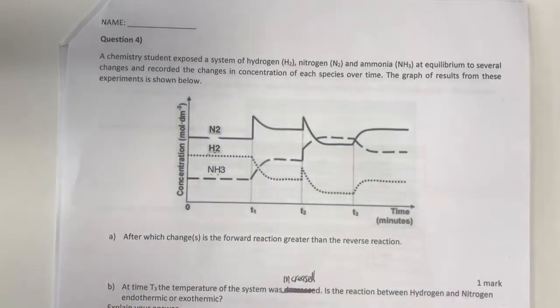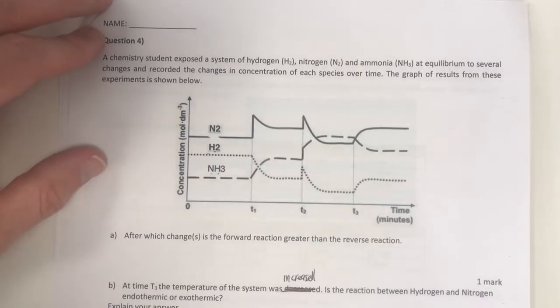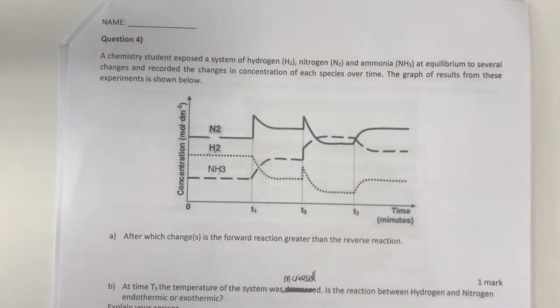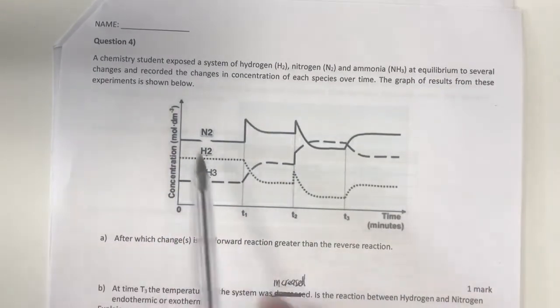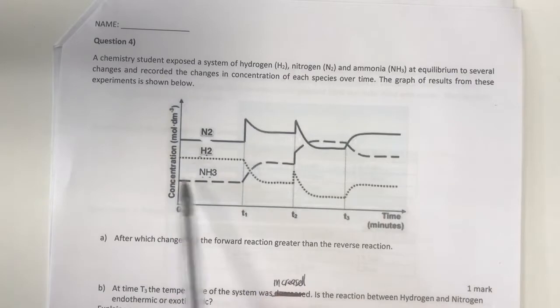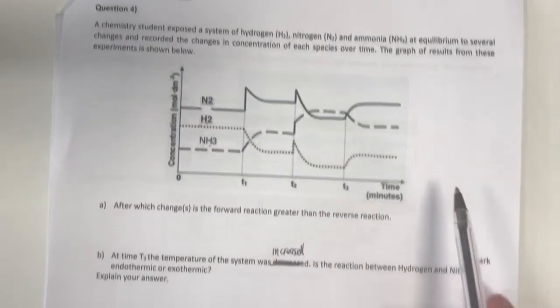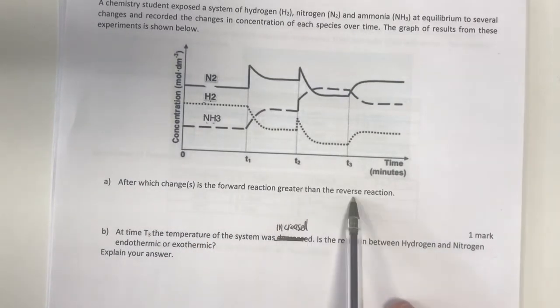Question number 4 for our rates in equilibrium practice test number 2 is this one. A chemistry student exposed a system of hydrogen, nitrogen, and ammonia at equilibrium to several changes and recorded the changes in concentration of each species over time. The graph of the results from these experiments is shown below. So here you can see how the concentrations of all this stuff changed over time. There's obviously 1, 2, 3 changes that were made. After which changes is the forward reaction greater than the reverse reaction?